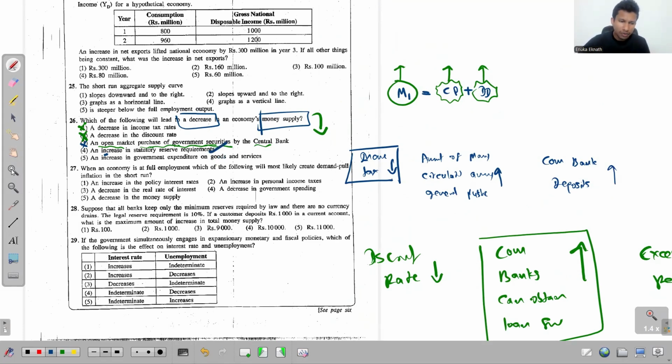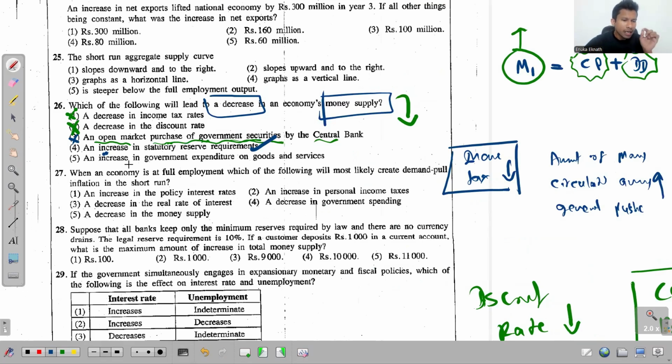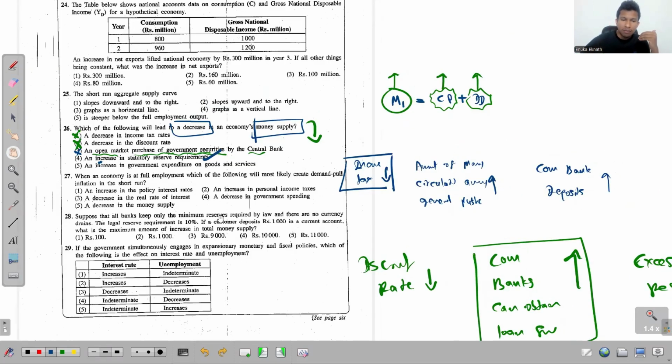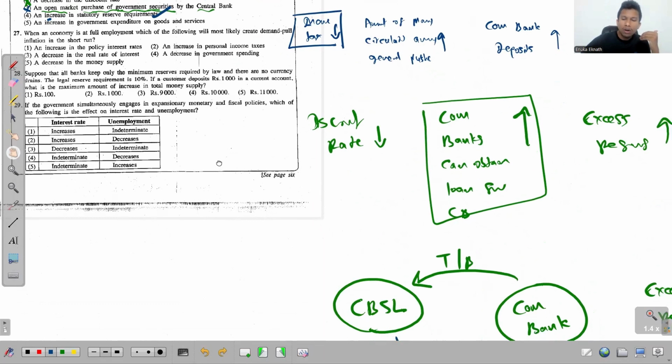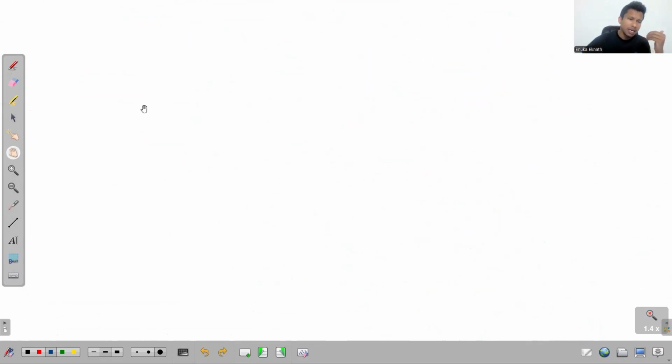But look at the fifth one as well. The fifth option says an increase in government expenditure on goods and services. See that now? The government spends more and more money on goods and services, right?